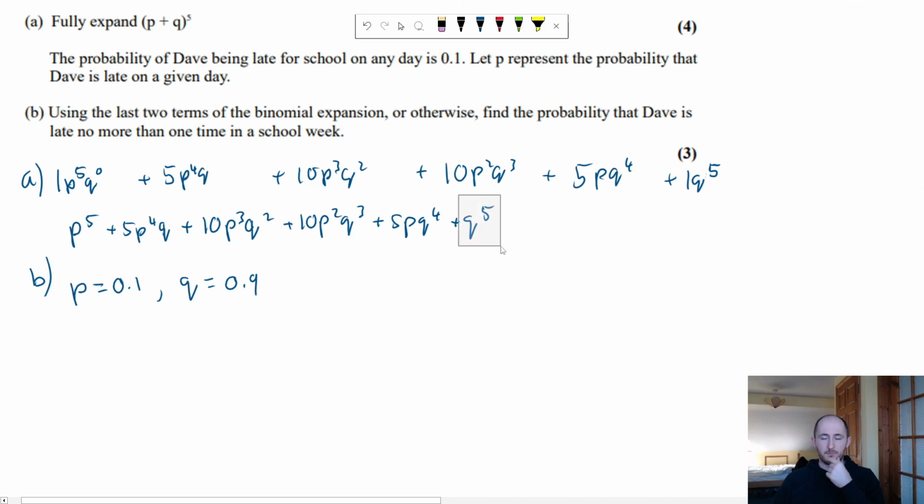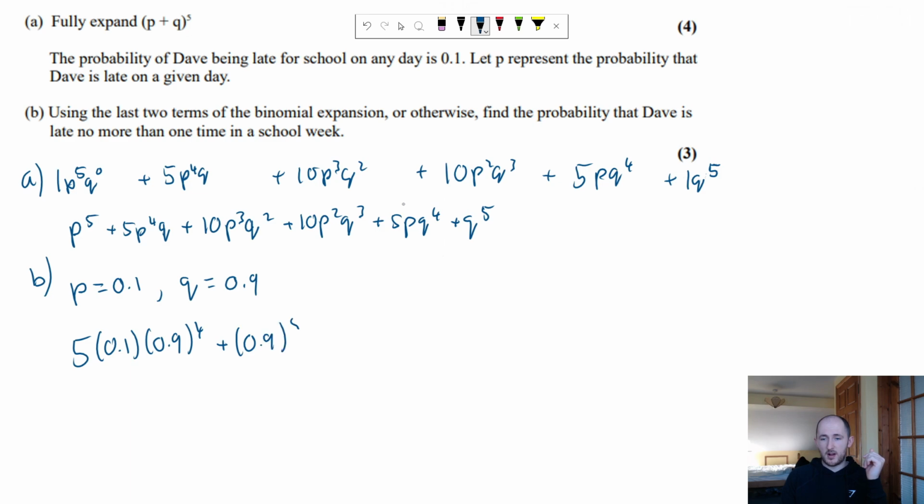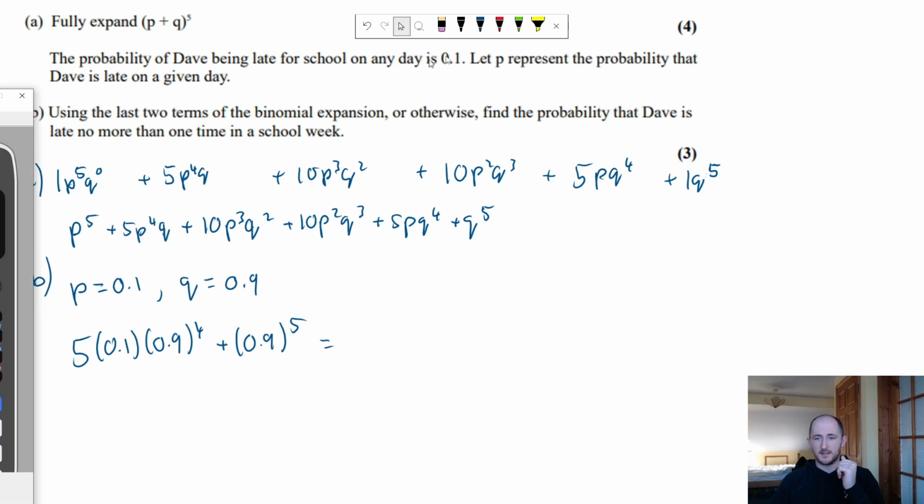And the other outcome is that he's never late. So he's either never late or he's late once. We're not including he's late twice, 3 times, or 4 times, because it says no more than 1 time. So it's just these 2 terms here. And all we need to do is literally sub in the probabilities that they've given us. And that's 3 marks, by the way. 3 marks for doing a simple substitution on your calculator.